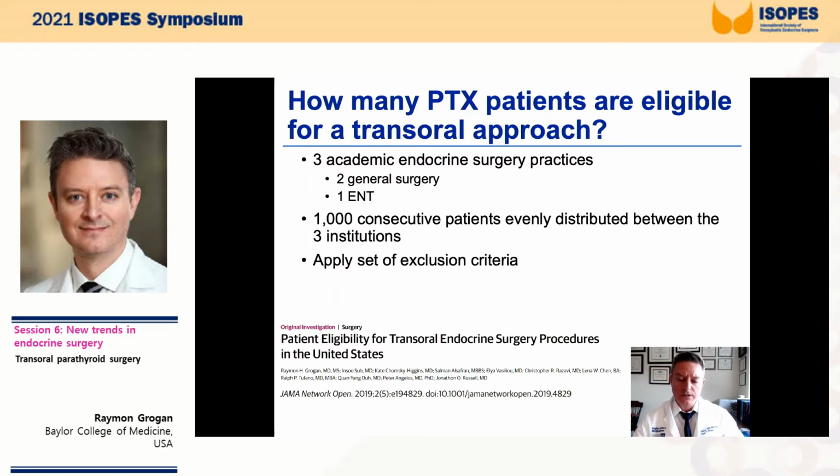So once we know what those indications are, which we just described, we can then figure out how many people are actually eligible for the transoral approach for parathyroid surgery. We did this study back in 2019 and looked at 3 separate academic endocrine surgery practices in the United States and looked at 1,000 consecutive patients that came through those practices and then applied those inclusion and exclusion criteria to those patients to understand how many people would be eligible for the transoral approach.